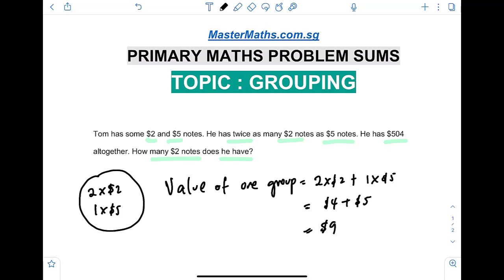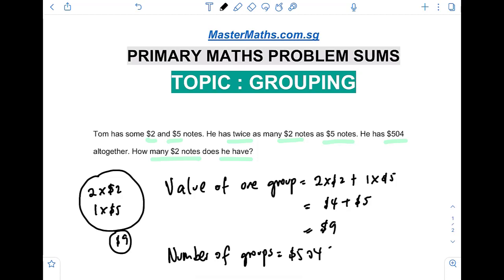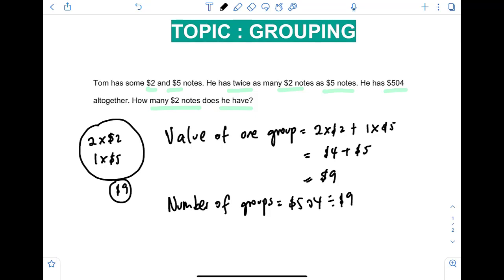Alright, so of course this person has $504 altogether, which means that there's definitely more than one of these groups. So the next step is to find the number of groups. That will be 504 divided by $9, which will give us 56, or rather 56 groups, not $56.